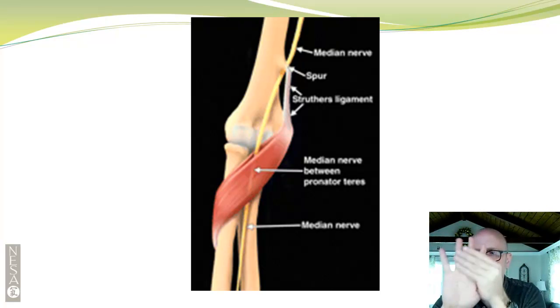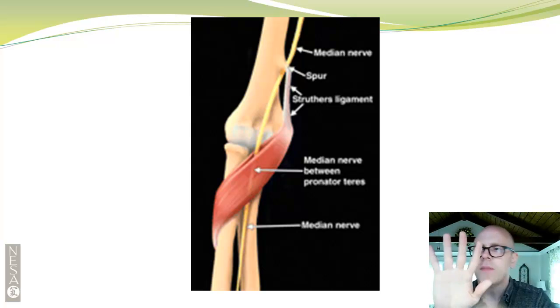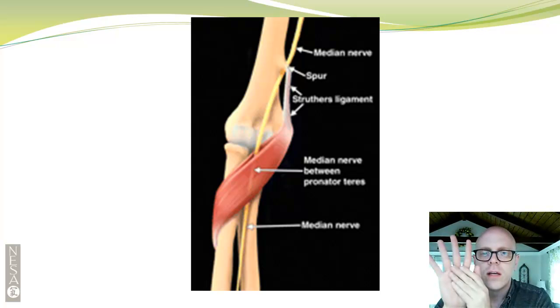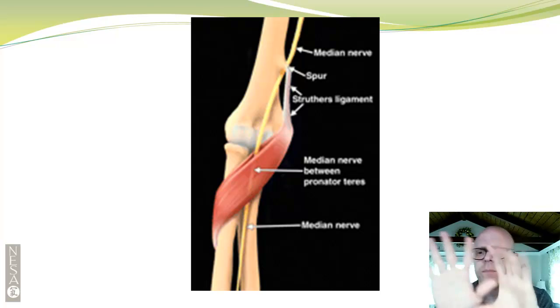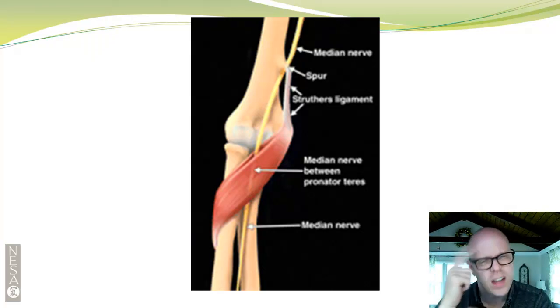So if there's numbness and tingling along those fingers, then we may have a median nerve involvement. So I'll ask you a question: think about what nerve root would also supply these two fingers and the middle finger. So I've got to think about the nerve root too.